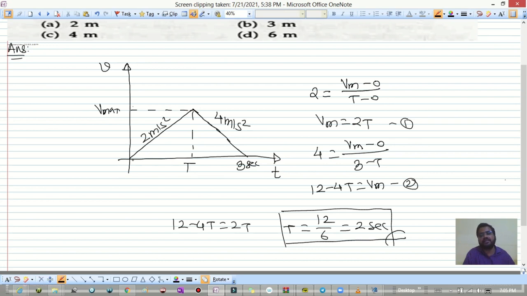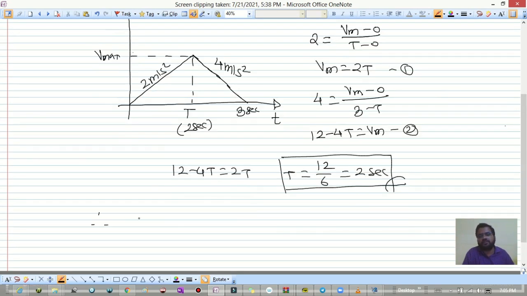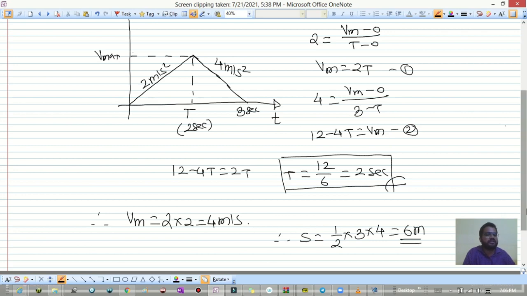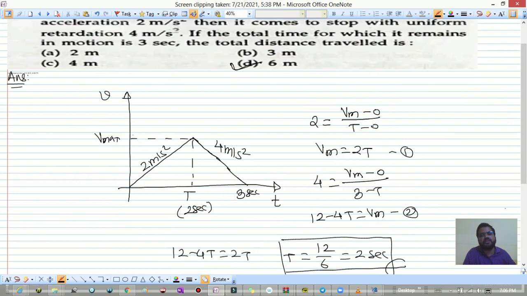That indicates it accelerated for 2 seconds and decelerated for only 1 second. Now therefore we want what is called Vmax first. Vm is equal to 2 into 2, which is equal to 4 meter per second. Therefore distance traveled is the area under this graph. Area under velocity time graph gives displacement, and as it is only the positive area, distance is equal to magnitude of displacement. So 1 by 2, base we have is 3 into height we have is 4, which is equal to 6 meter is the distance traveled by this car.